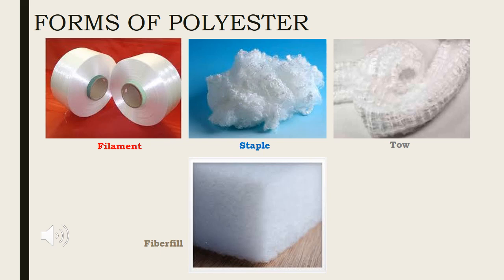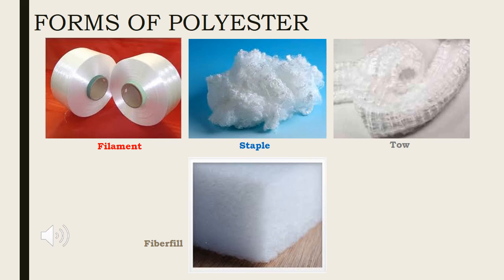On the basis of morphology, polyester exists in four different forms: filament, staple, tow, fiber fill. These different forms of polyester are used in different places. Filament form. In filament form, each individual strand of polyester fiber is continuous in length. It is used in production of smooth surfaced fabrics.